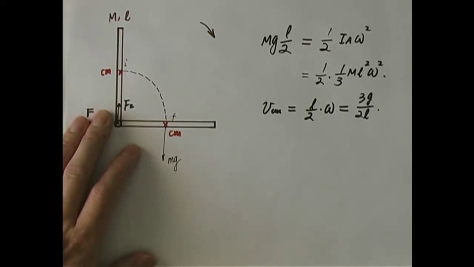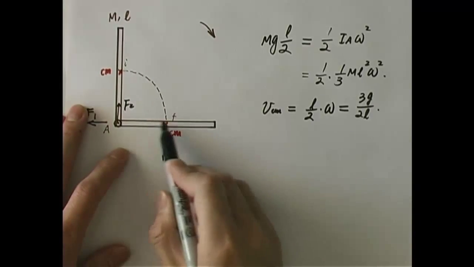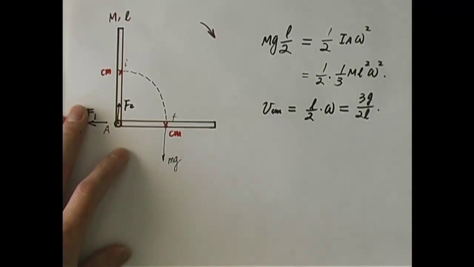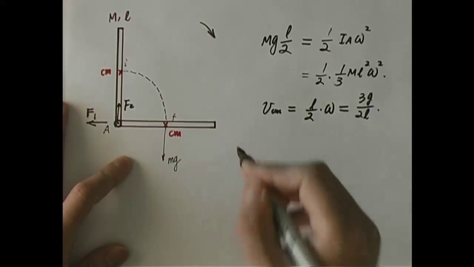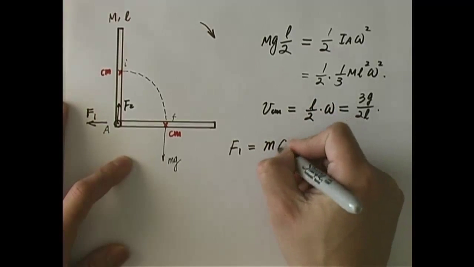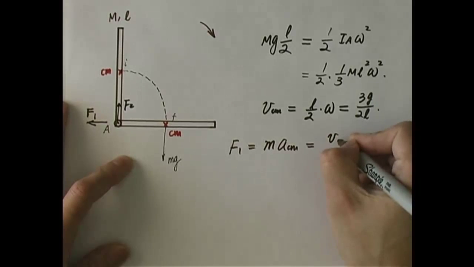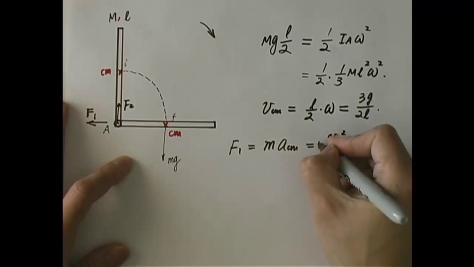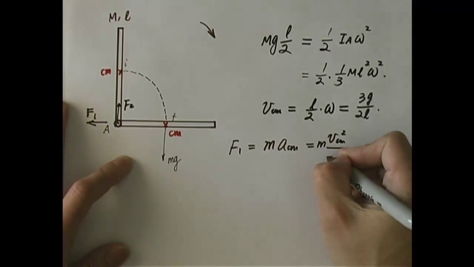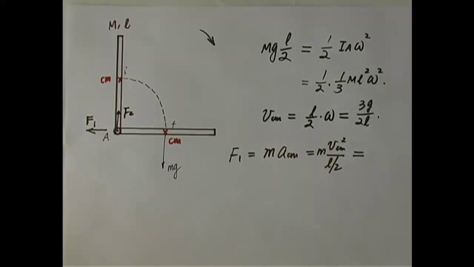Once you know VCM, that's the speed of the center of mass during a circular motion of radius R, which is L over 2. Therefore, the centripetal force, which is F1, must equal M times ACM, which is VCM squared over the radius L over 2. And that gives you F1.